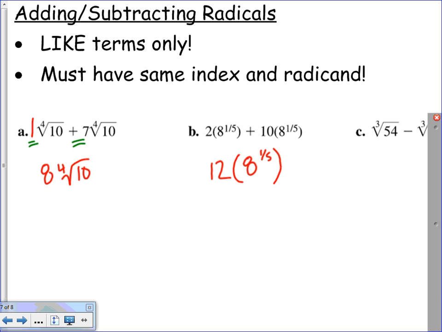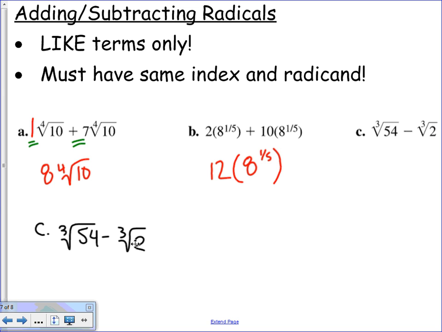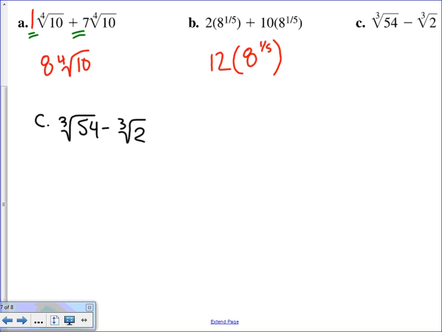And one final one is a cube root of 54 minus a cube root of 2. I think it might be hard for all of us to see, so I'll write it up here. Cube root of 54 minus cube root of 2. What do you instantly think there? You can't subtract them because they're not the same radicand, right? One has 54 underneath and one has 2. They're in totally different aisles at Walmart. Okay, they ring up differently, for sure.